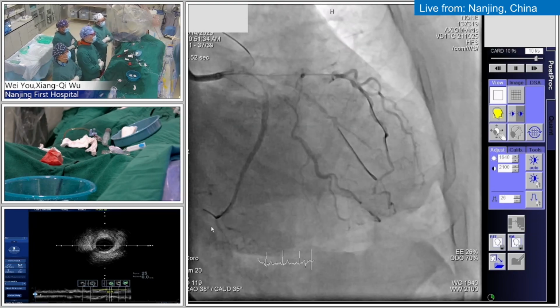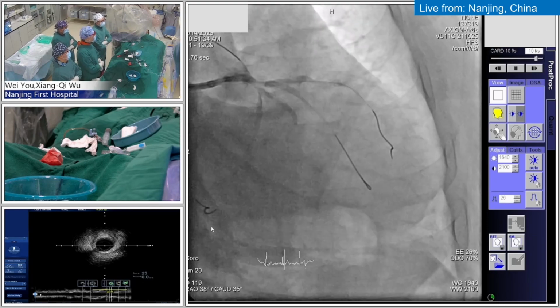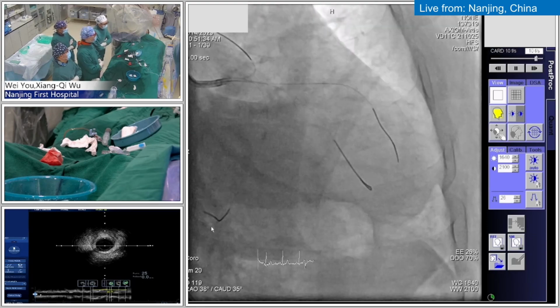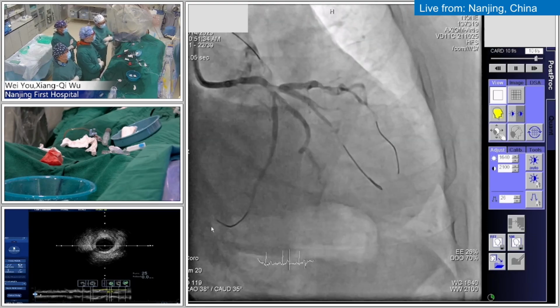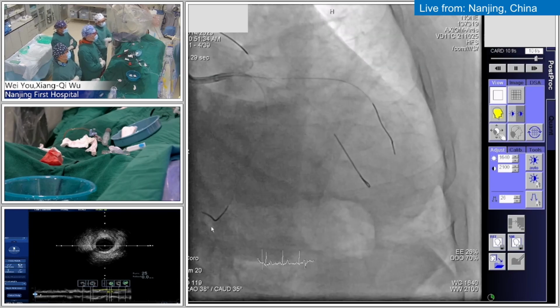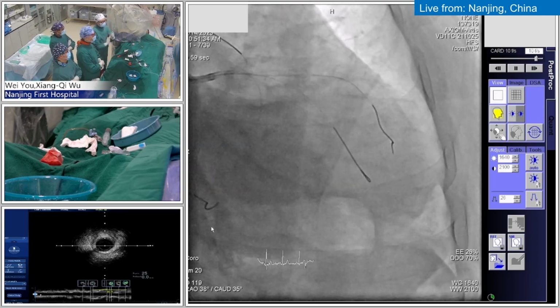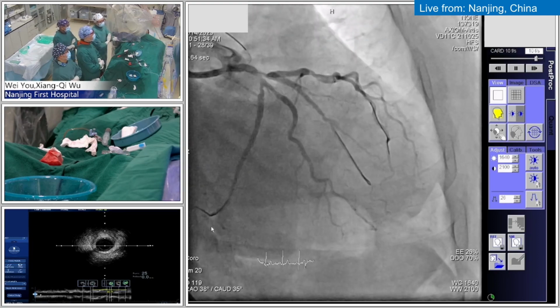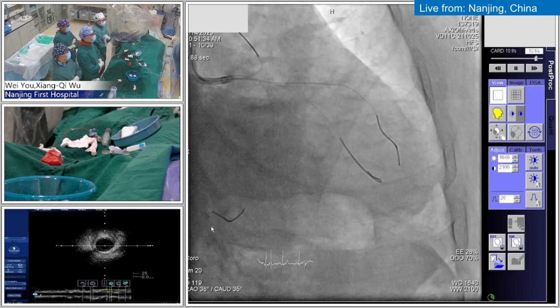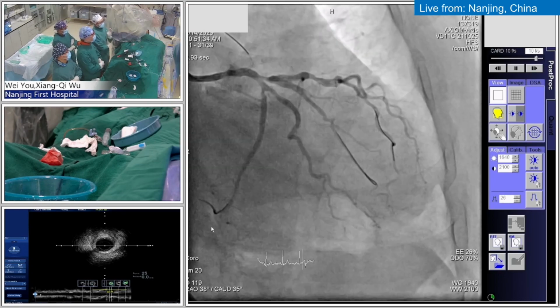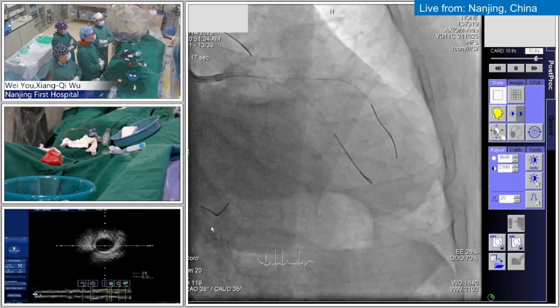You can see the 3 wires in the distal LAD, the distal circumflex, and also what we can call the high takeoff diagonal or the ramus intermedius. Because we used several oblique views, we still cannot show very clearly the complex anatomy of the ostium.